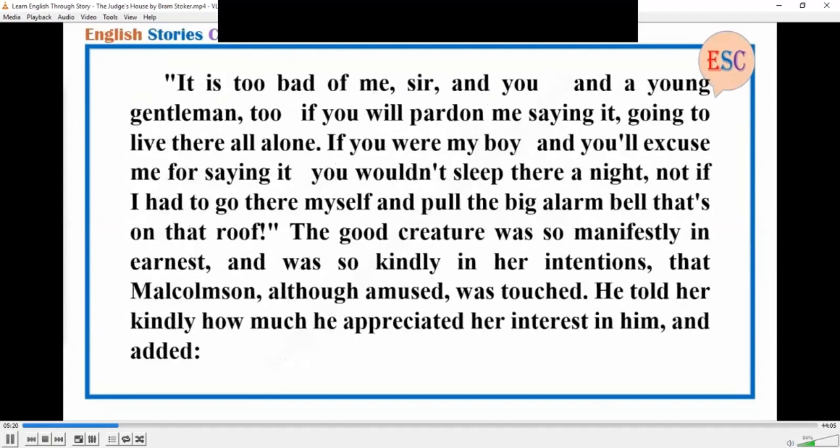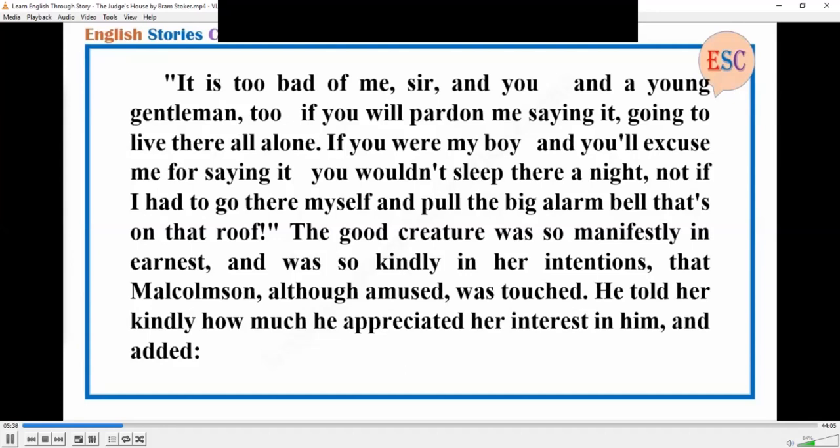"It is too bad of me, sir, and you, and a young gentleman too, if you will pardon me saying it, going to live there all alone. If you were my boy, and you'll excuse me for saying it, you wouldn't sleep there a night, not if I had to go there myself and pull the big alarm bell that's on the roof."